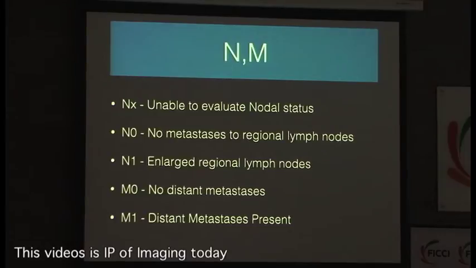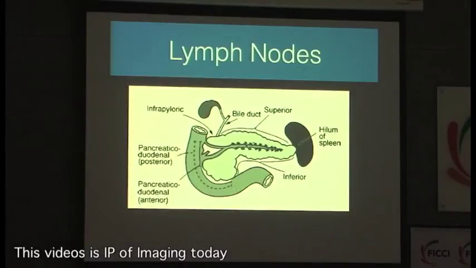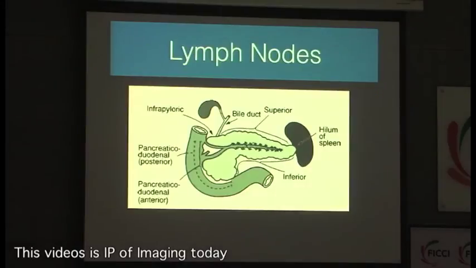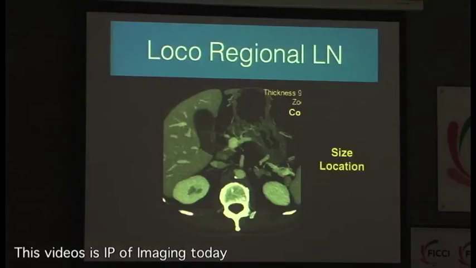N1 is enlarged lymph nodes, N0 is none. M1 is distant metastasis and M0 is none. So that is the AJCC. So lymph nodes are named according to lots of things, but I'll tell you the practical aspect of lymph nodes.